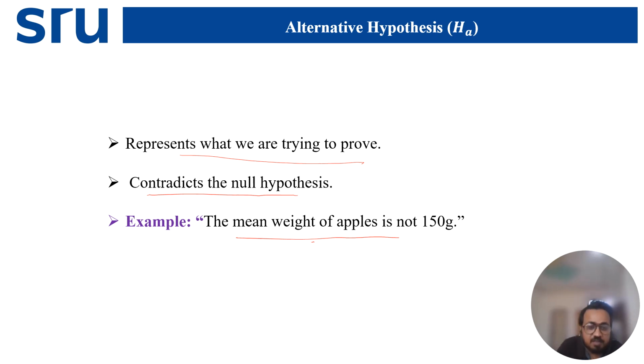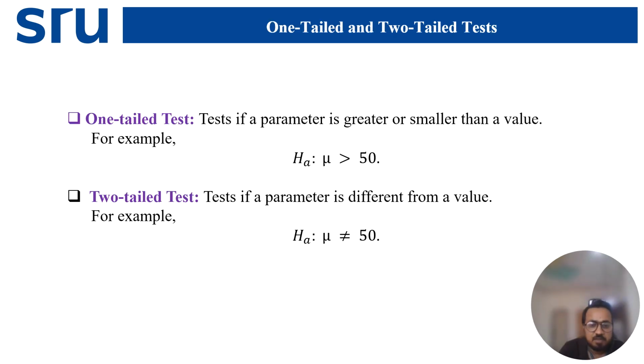Now we will discuss the test of hypothesis. There are two types of test, one tail test and two tail test. So what is a one tail test? If the parameter is given as greater than or smaller than a value, then you can say that it is a one tail test.